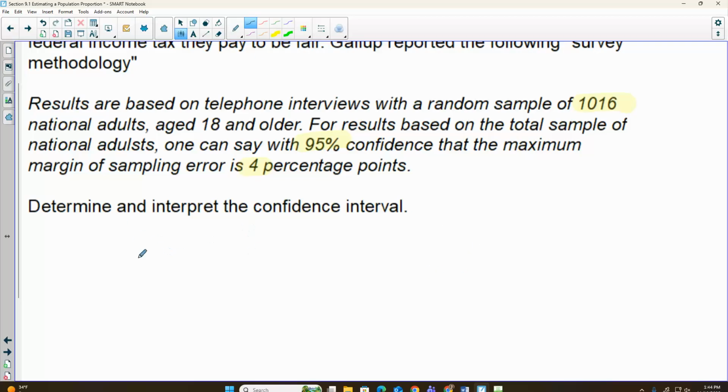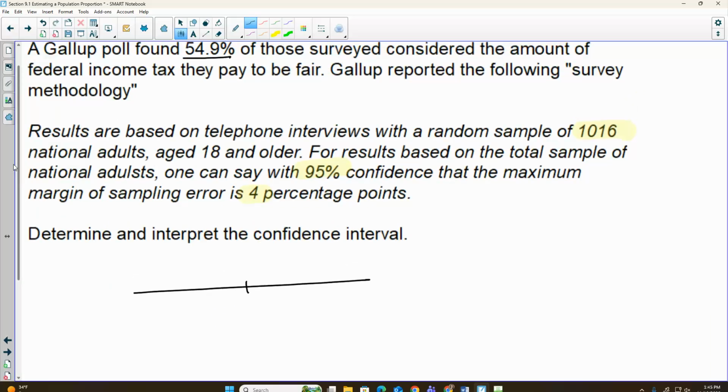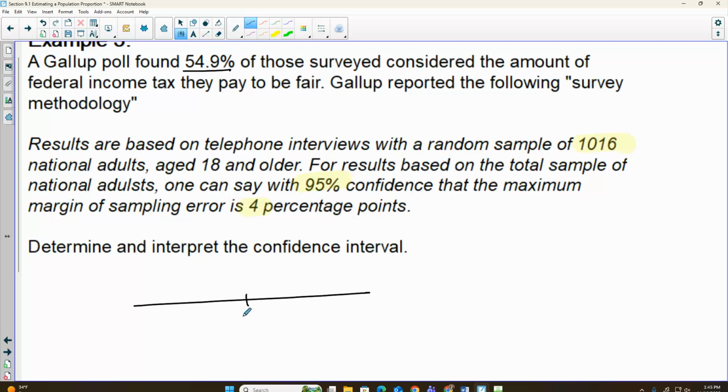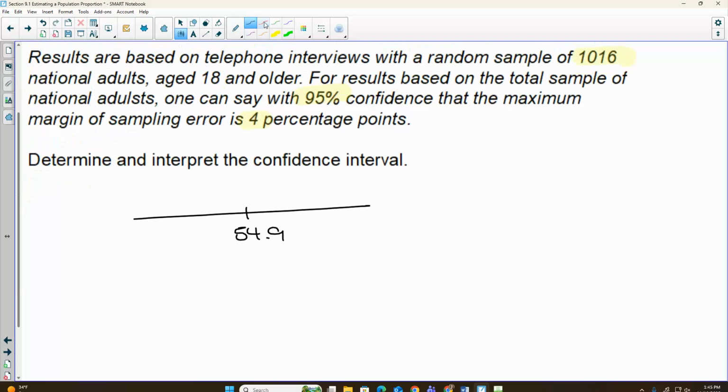Determine and interpret the confidence interval. Remember, my confidence interval is a window based around my proportion. What proportion did they report? Okay, how much error did they say? 4%. So that means the true value could have been up to 4% above or below. So what would my lower limit be? It's based off 0.9, and the upper one would be 58.9.